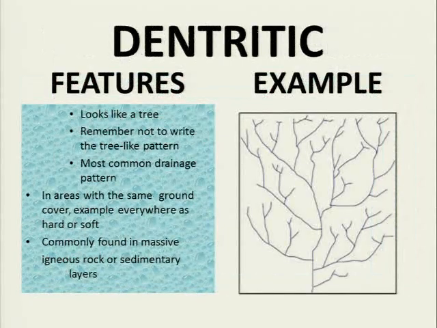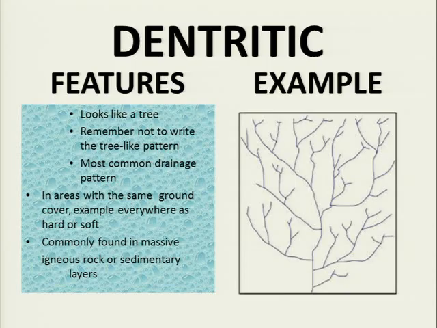Okay, let's look at the very first one, the dendritic pattern. There's an example for you. Remember, it looks like a tree, but you are not allowed to write the tree-like pattern. The fact that it looks like a tree is only a way to make you remember that it is the dendritic pattern. So please don't write tree-like pattern as it will not be marked correctly.